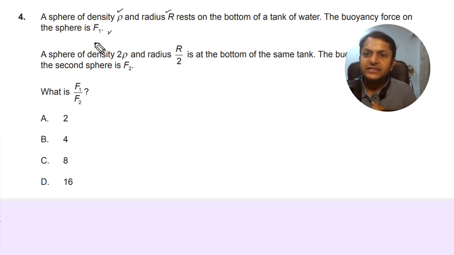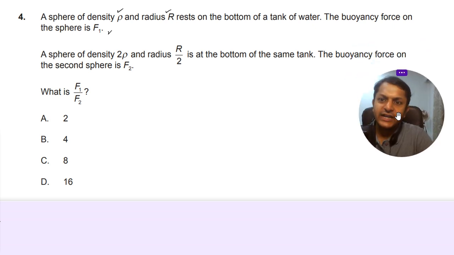The sphere of the density twice of rho and the radius R by 2 is at the bottom of the same tank. The buoyancy force on the second sphere is F2. What is F1 divided by F2?